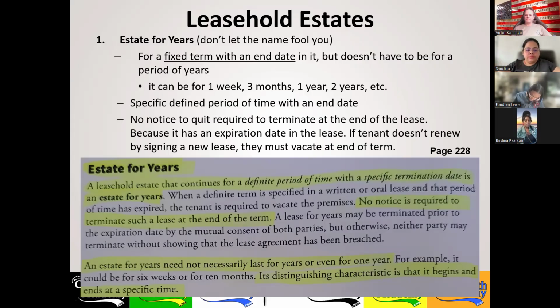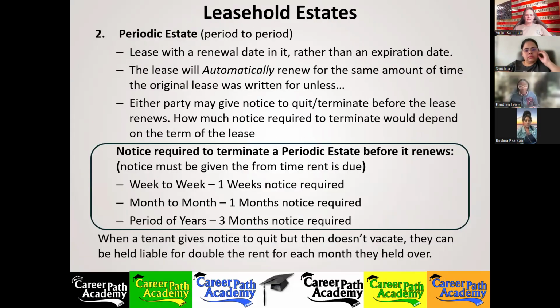Everybody good? Okay. So periodic estate: a lease with a renewal date rather than an expiration date. It automatically renews for the same amount of time the original lease was written for, unless either party gives notice to quit, to terminate before the renewal of the lease. Now, how much notice is needed? Well, this slide I have everything you need to know. Week to week, 1 week's notice; month to month, 1 month's notice; period of years, 3 months' notice.